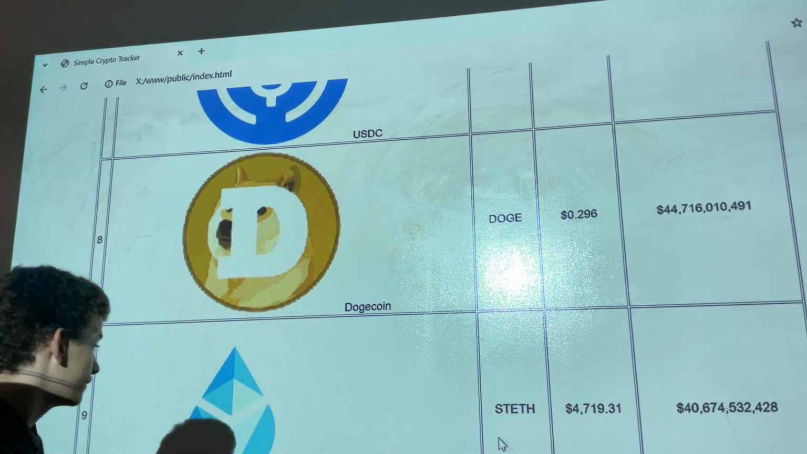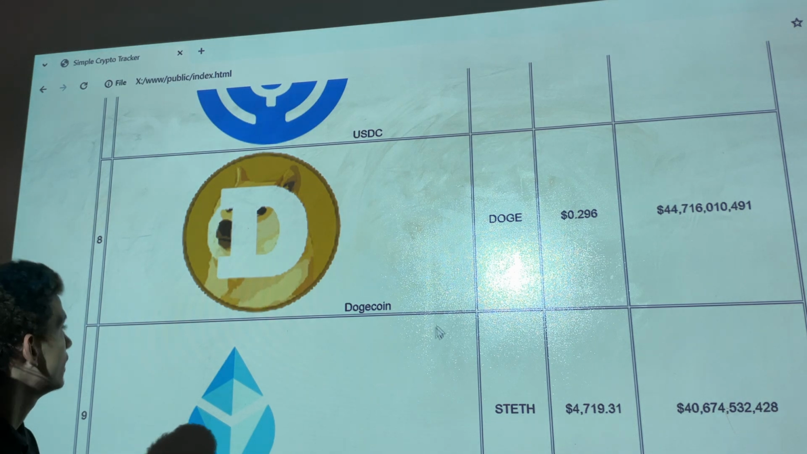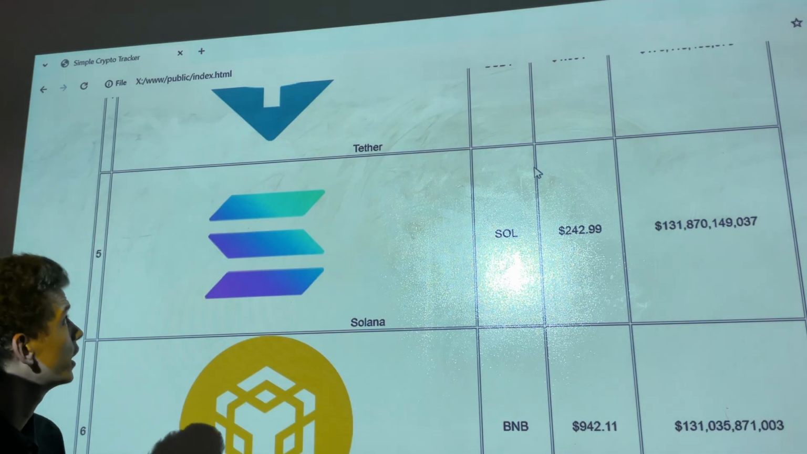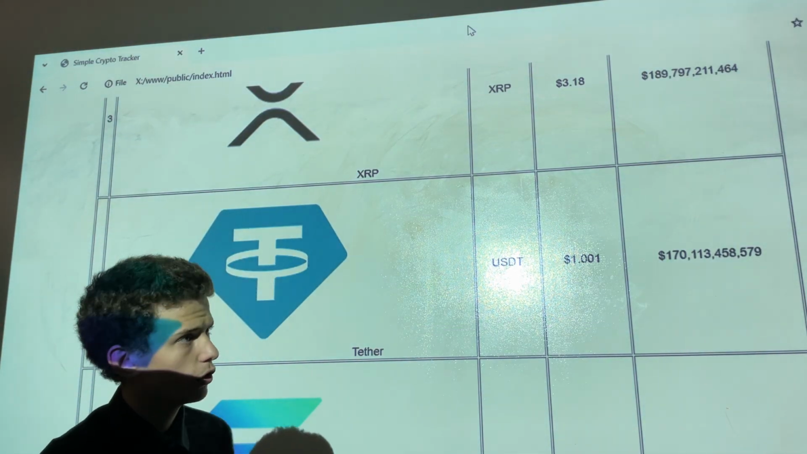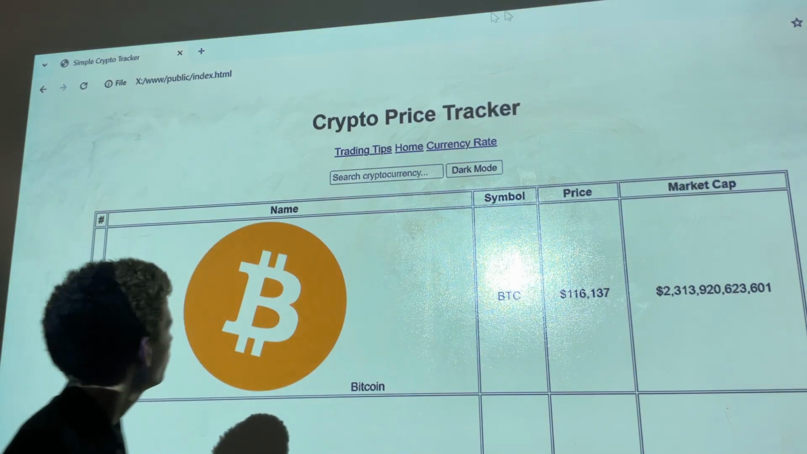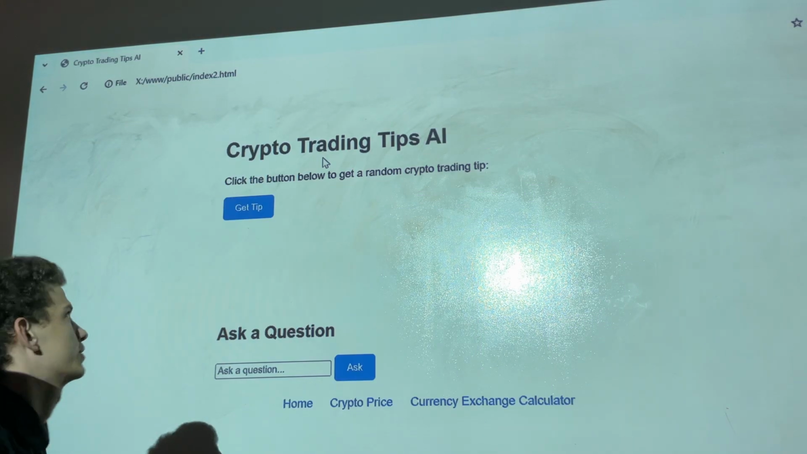real-time data, and it goes from Ether, Dogecoin, USDC, BNB, Solana, Tether, XRP, Bitcoin, and Ethereum. But my favorite part is trading tips.